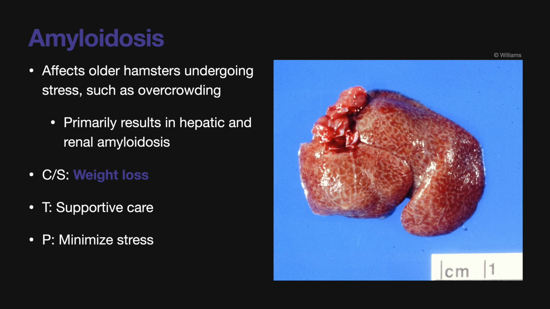Amyloidosis is another stress-related disease in hamsters. This condition primarily affects stressed older hamsters, resulting in hepatic and renal amyloid deposition. The main clinical sign is weight loss. Treatment involves supportive care, and prevention focuses on minimizing stress.